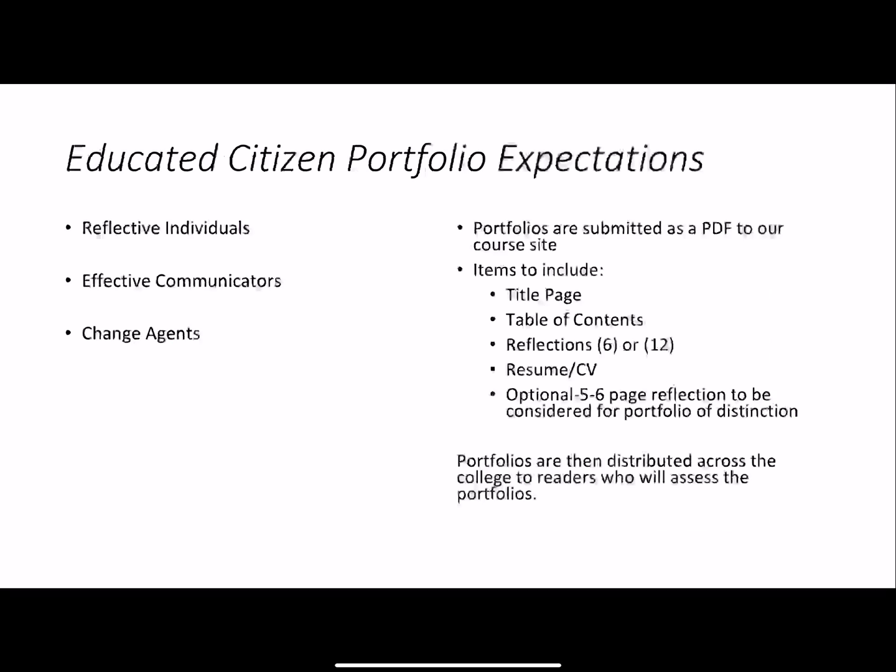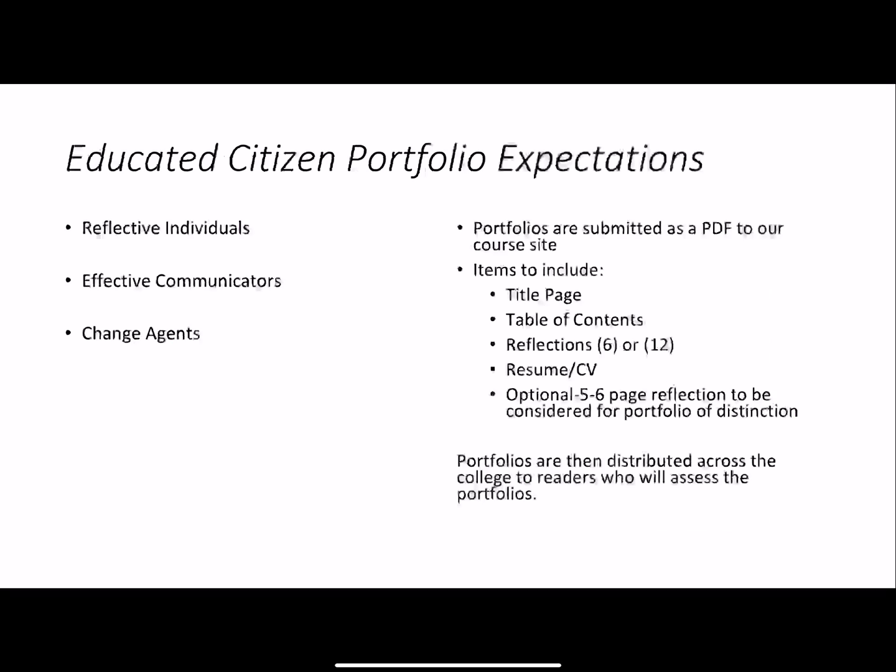So one of the main expectations of this course is that you will turn in your final capstone presentation. And on this slide, you will see the components of that final portfolio. You will have reflections related to the reflective individual, the effective communicator, and the change agent. Portfolios are submitted online to our Brightspace course as a PDF. Here are the items that are included in that portfolio.